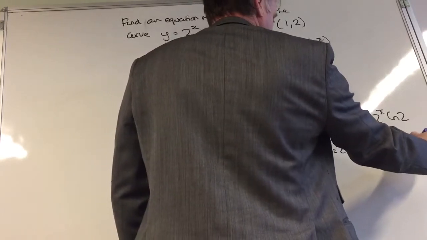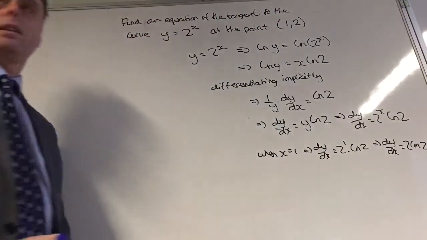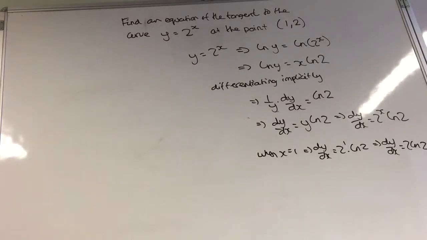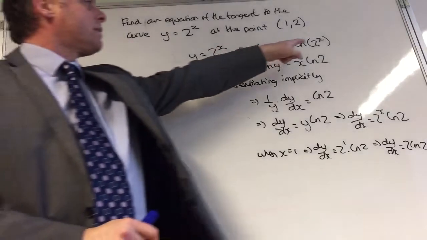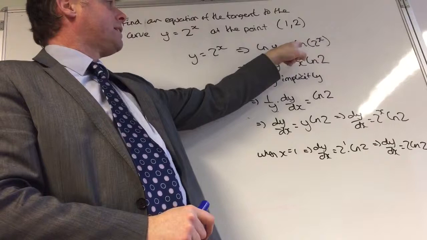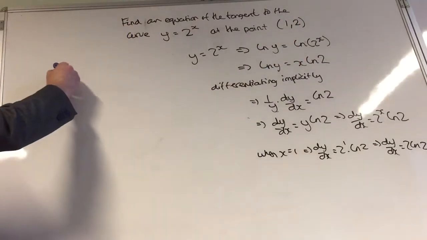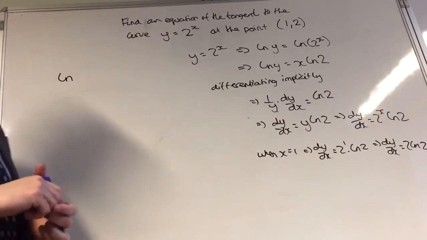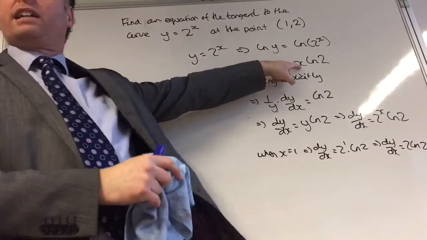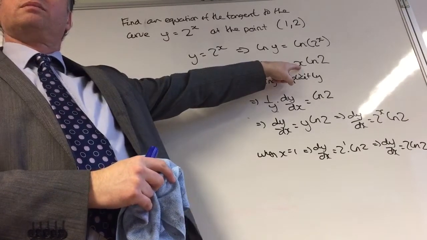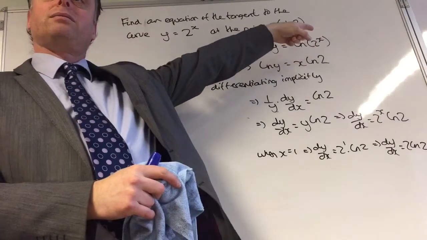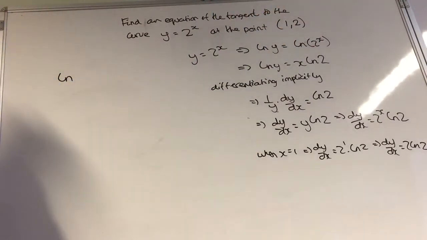Why did you put the x to the front in the first place? Because this is a power, and it's log. If you remember back to C2, because it comes to the front, I can now differentiate it. I couldn't differentiate it when it was a power. How would I differentiate it if it was a power?